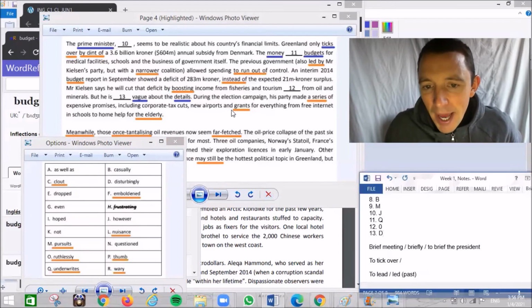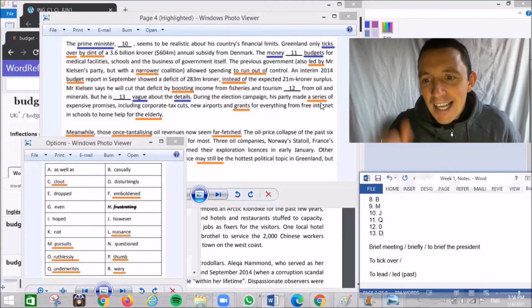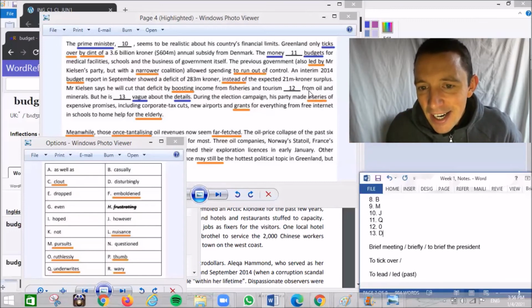During the election campaign, his party made a series, okay, so it's singular. In theory, it's singular, but always in English, it's the S, so it's irregular plural. A series of problems, a series of movies. So here, yes, it's singular in concept, but it's irregular, so it's the S plural, and that's very important, okay?